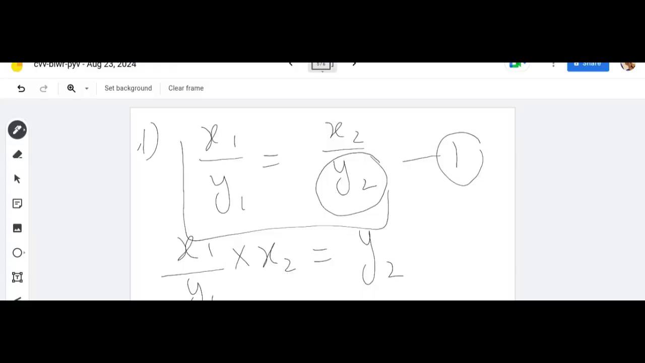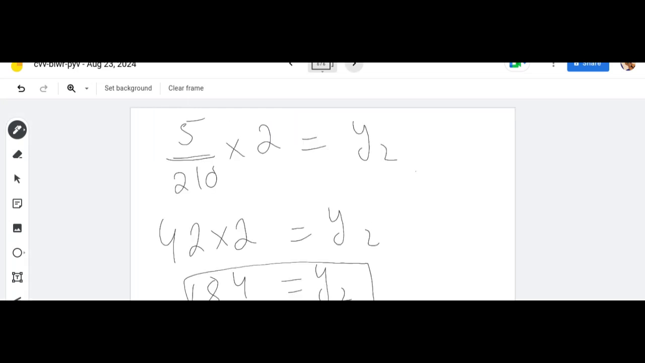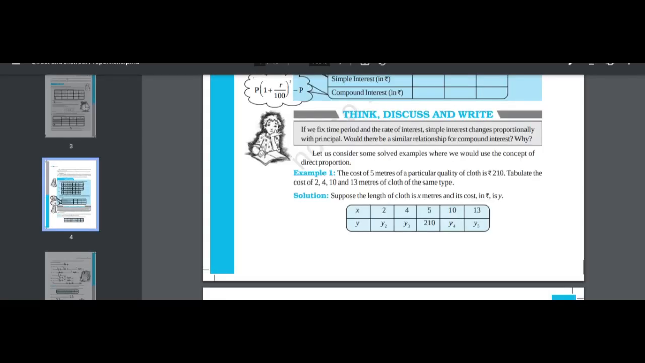I just separate the values, because I have to find y2, the price of x2, the 2 meter cloth. So I think I got the perfect answer. 84 rupees is the price of 2 meter cloth. Understood? Yes, ma'am. Okay.